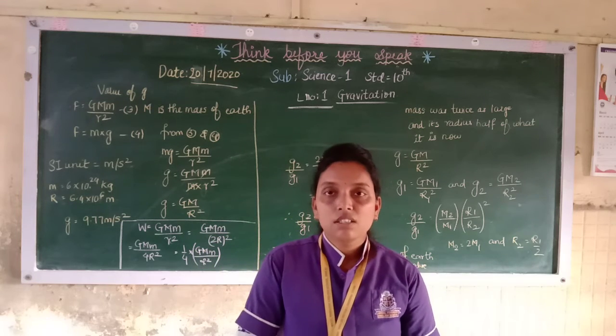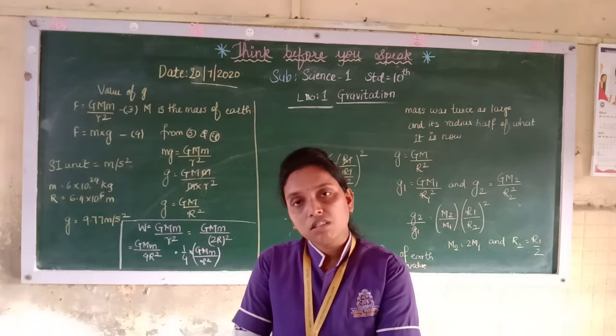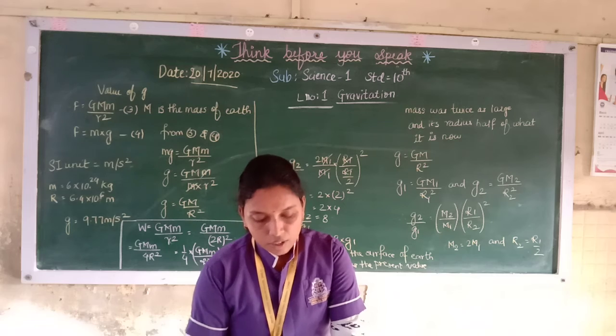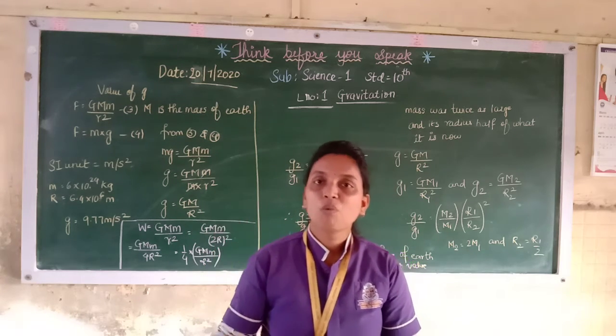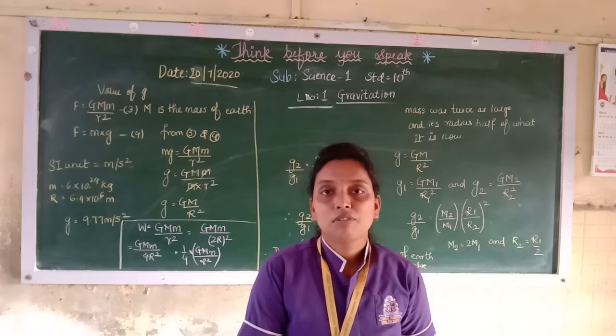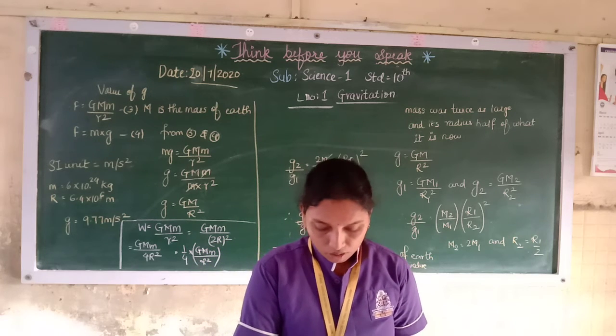On the moon it is about 1/6 of the earth, the value of g on the moon is 1/6 of the earth. As a result, using the same amount of force, we can jump 6 times higher on the moon as compared to the earth. Why? Because there the value of g is 1/6 of the earth.